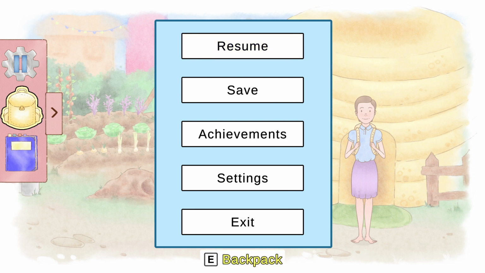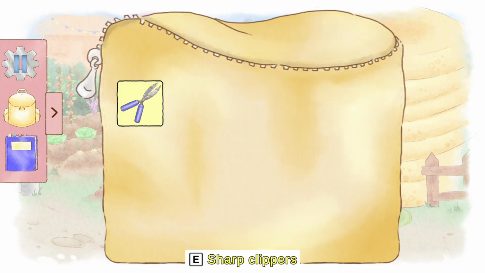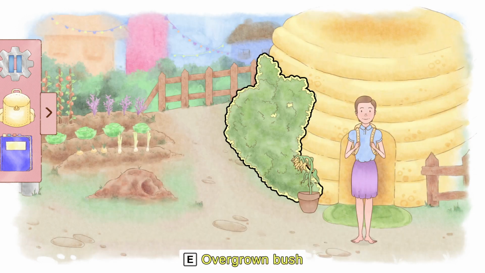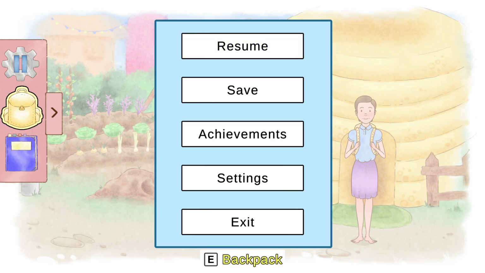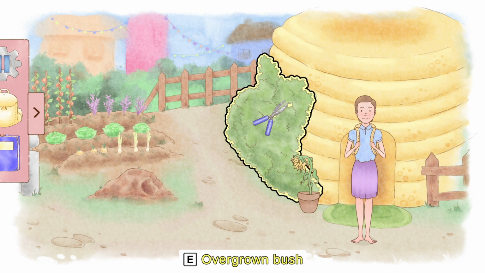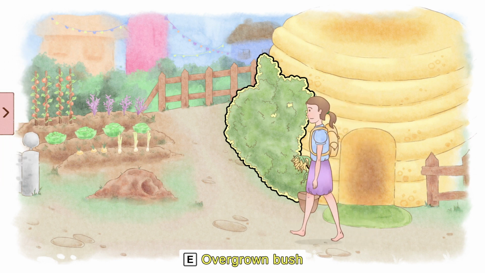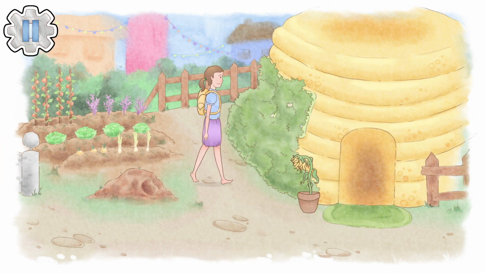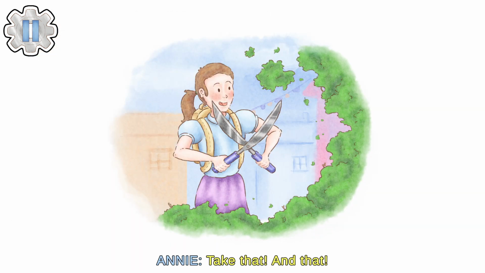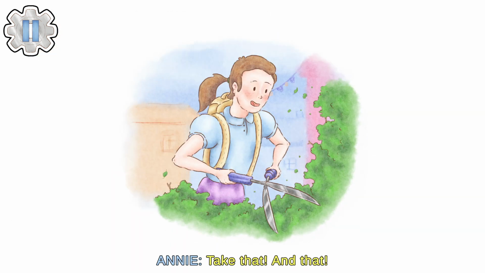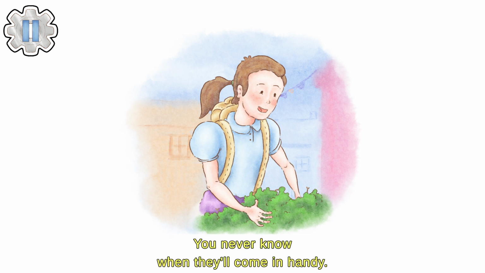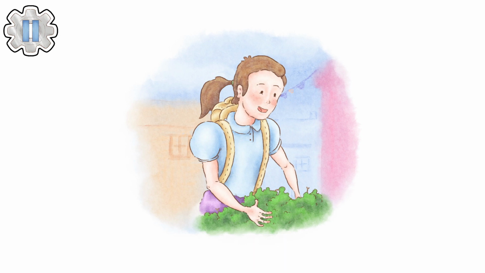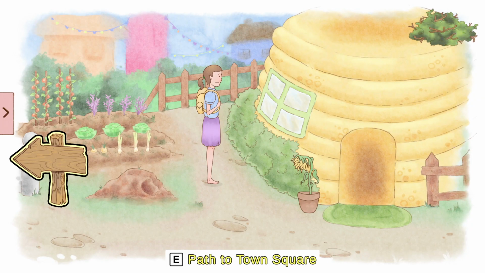Backpack. Sharp clippers. Sure. Overgrown bush. Snip, snip. Take that and that. See, and that's why children should not be given these clippers. I better take these branches with me. You never know when they'll come in handy. Wooden branches. Added to backpack.